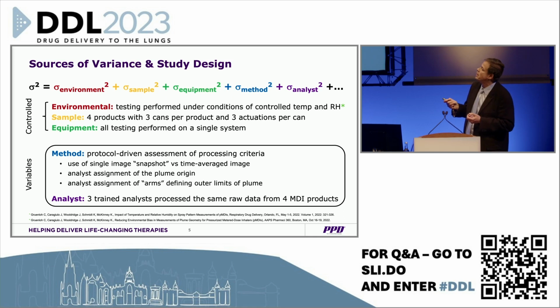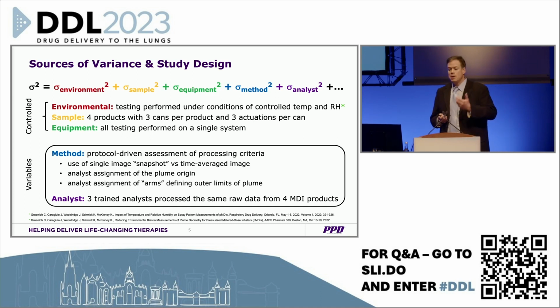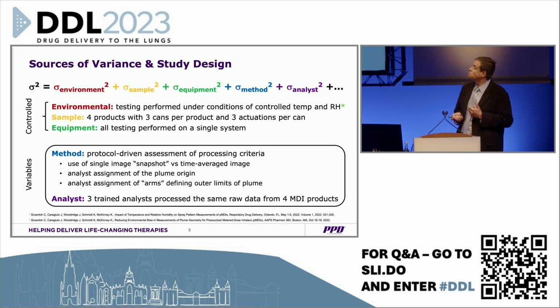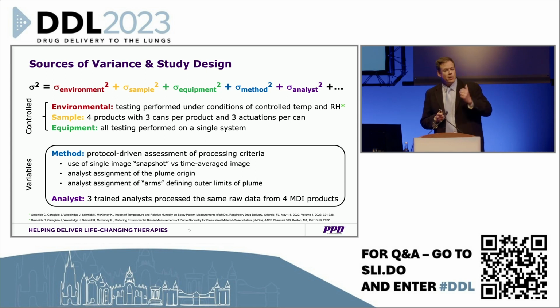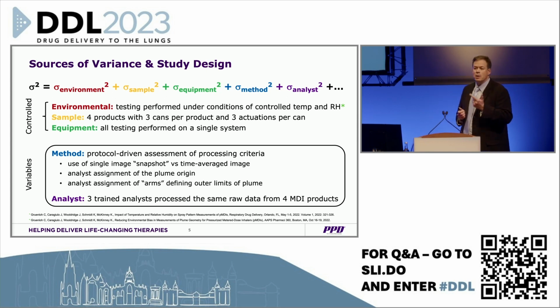So the ones we've controlled: for the environmental aspect, we've done the experiment in a controlled temperature and relative humidity lab. The samples that we've used are 4 commercially sourced products, 3 cans each with 3 actuations per can. For the equipment, all the testing was performed on a single automated actuator with a single Proveris SprayView system.